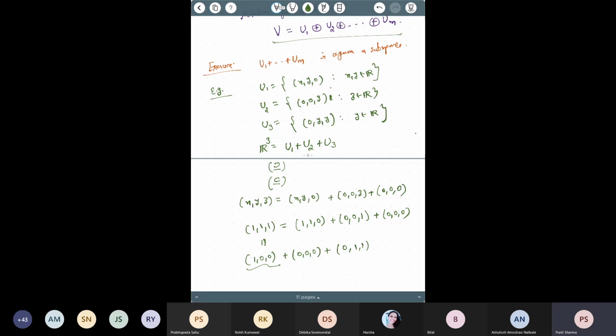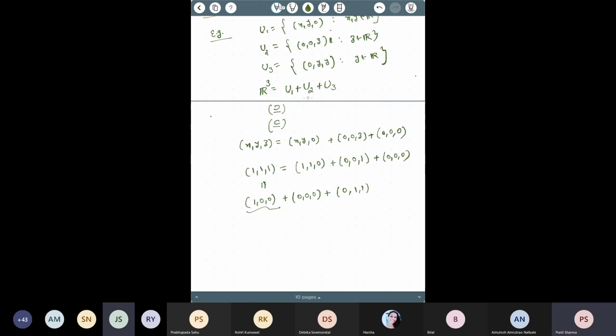So you can see here in this example it can be written in two different forms of elements from the sum U1 plus U2 plus U3, and therefore for this (1,1,1) you cannot say that every element in V, or in R3, can be written uniquely as a sum of elements from this U1, U2 and U3, and therefore this is not a direct sum. Now here is an example where you can say that this U1, U2, U3 forms a sum of R3, but they do not form a direct sum.